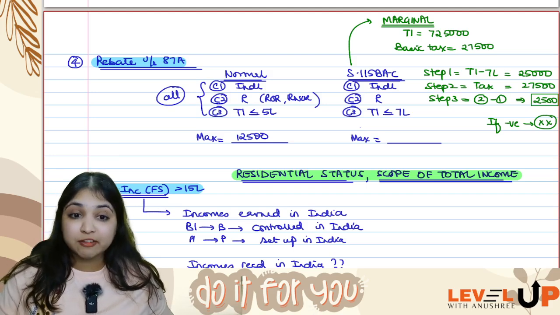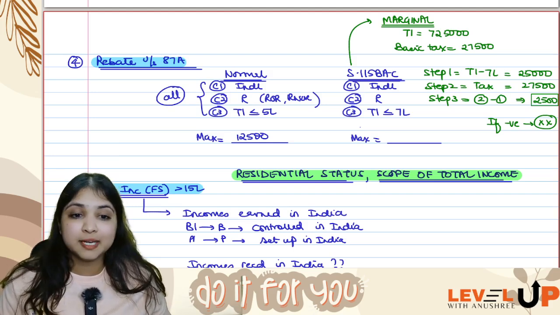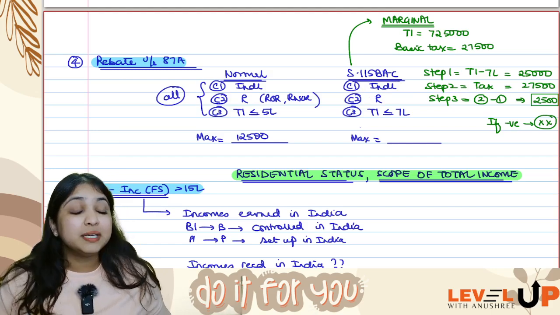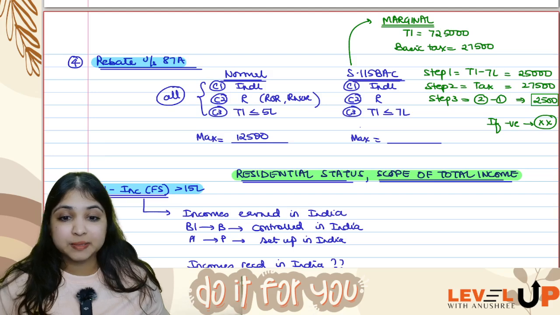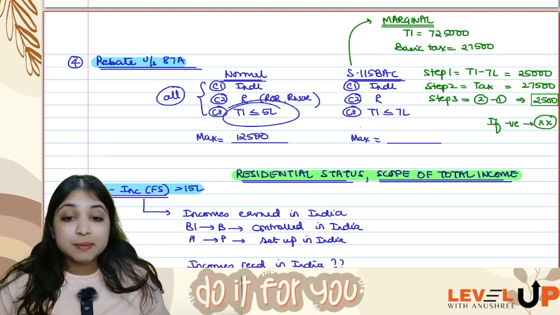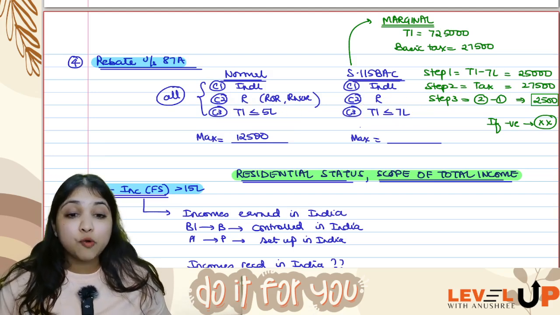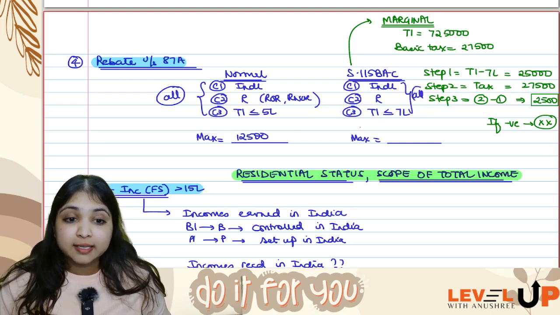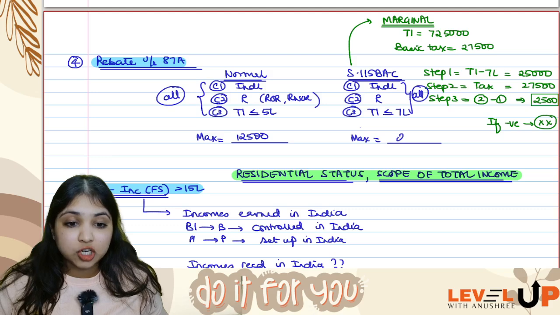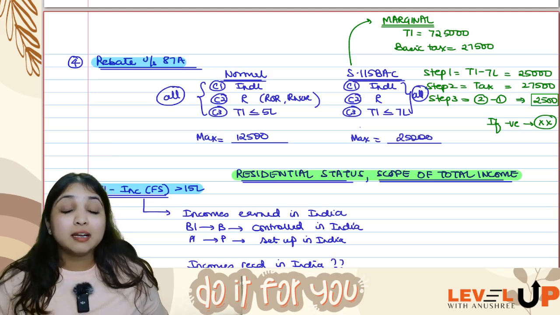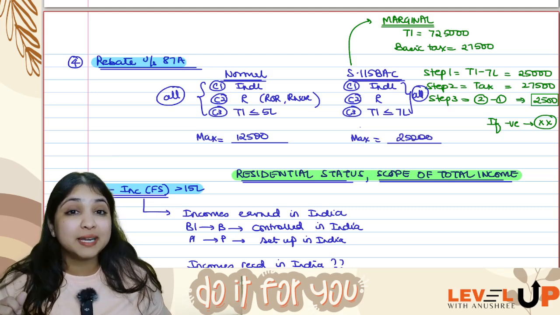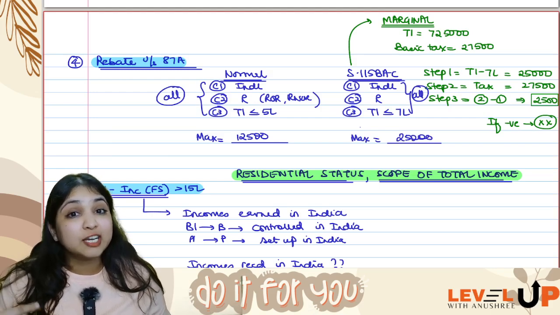However, under 115BAC, again, assessee must be an individual, assessee must be a resident, but here the total income should not exceed 7 lakh rupees. Here the limit is 7 lakh rupees. Here the limit was 5 lakh, here it is 7 lakhs. If all these three conditions are fulfilled, then under 115BAC, the maximum rebate is going to be 25,000. But under 115BAC, you have marginal relief as well. You have marginal relief relating to rebate as well.